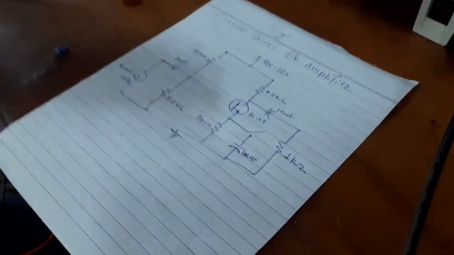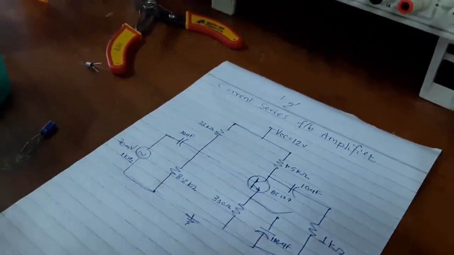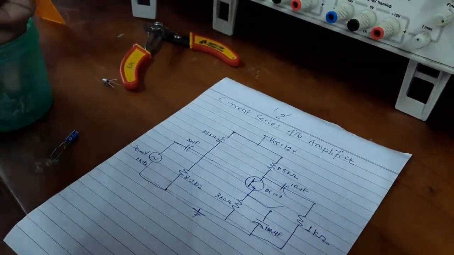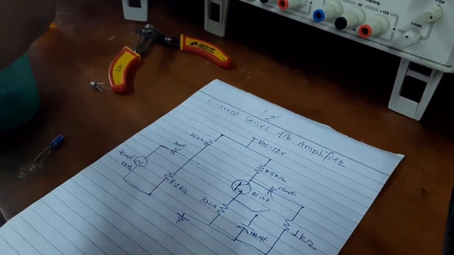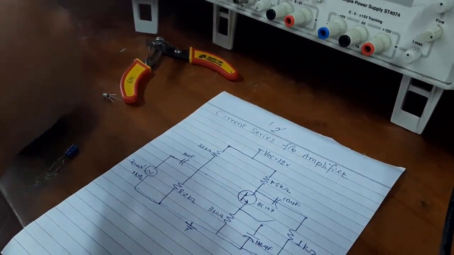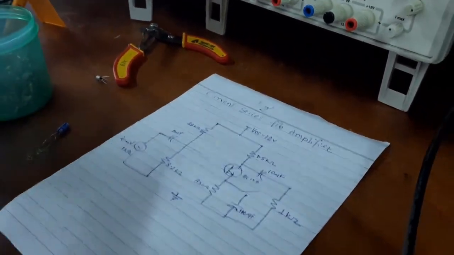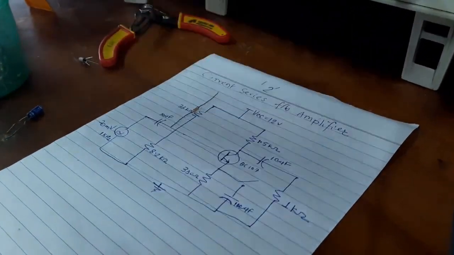So the first component is a 33 kilo ohm resistor. I will just take one 33 kilo ohm resistor. You need to verify properly whether it is a 33 kilo ohm resistor. Don't simply pull out any resistor and place it there. So just see that we have a 33 kilo ohm resistor. I will place it over here. This is the 33 kilo ohm resistor.